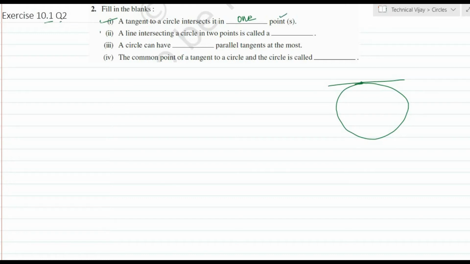A line intersecting a circle in 2 points is called, here a line intersecting like this one, intersecting at 2 points.